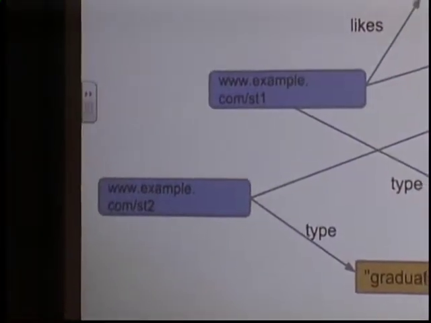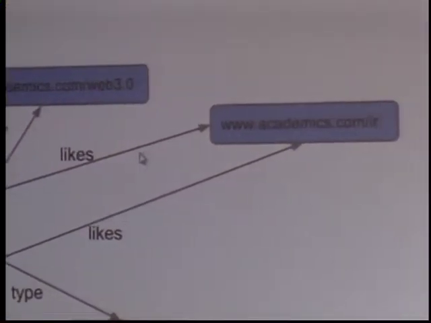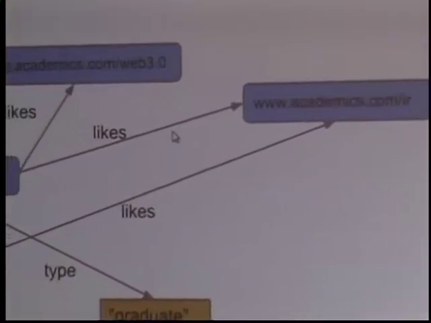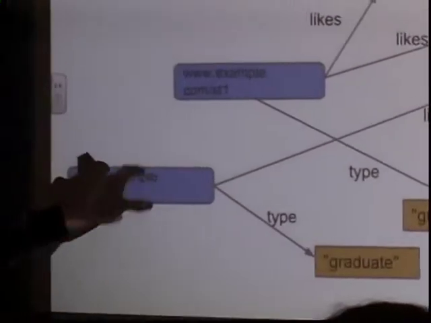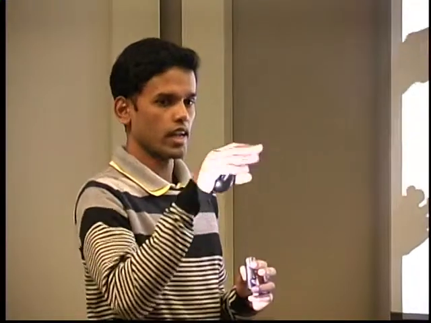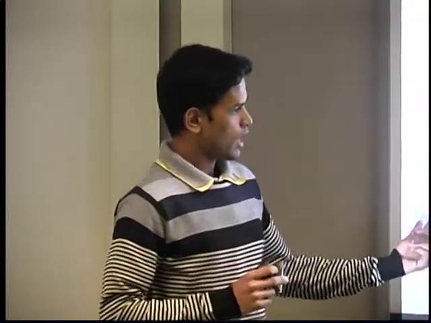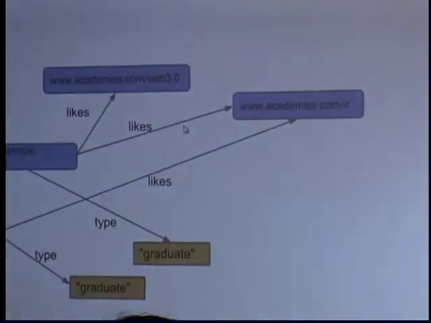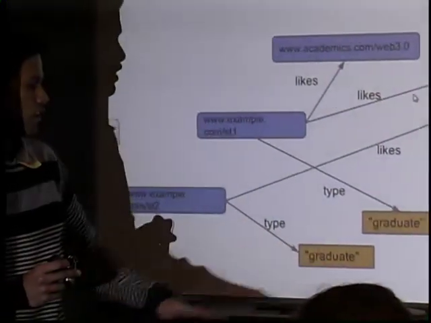As I explained last time, think about this as an RDF data graph, where all these blue nodes are entities, and these are literals, just the values. In RDF, we use URLs to represent any kind of entity, just to give a unique ID that everybody can agree on. So what it is saying is, something has a directional relationship to another thing, and the name is likes. The same thing has another relationship called type, and the value is graduate.